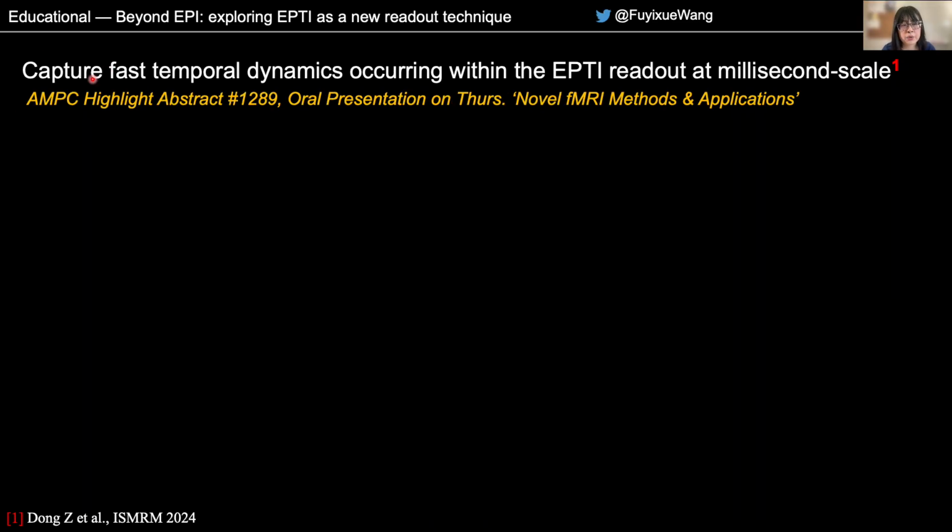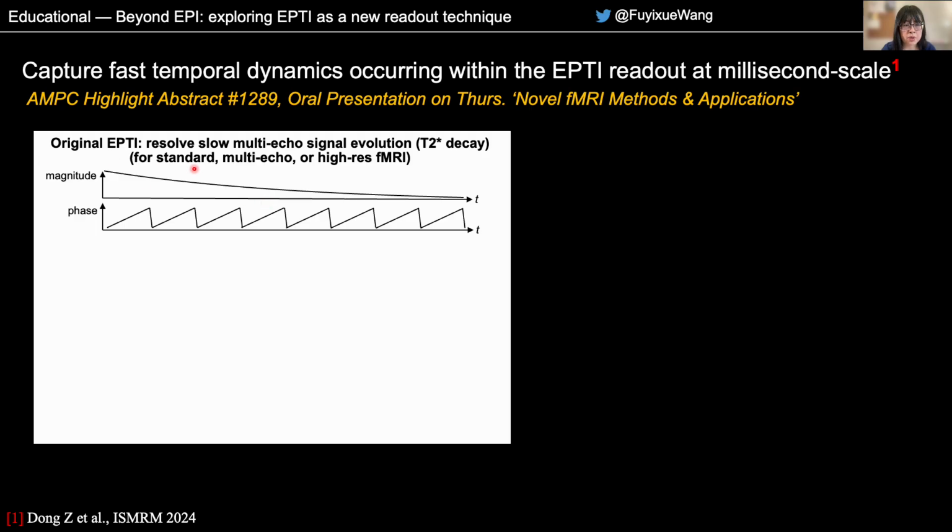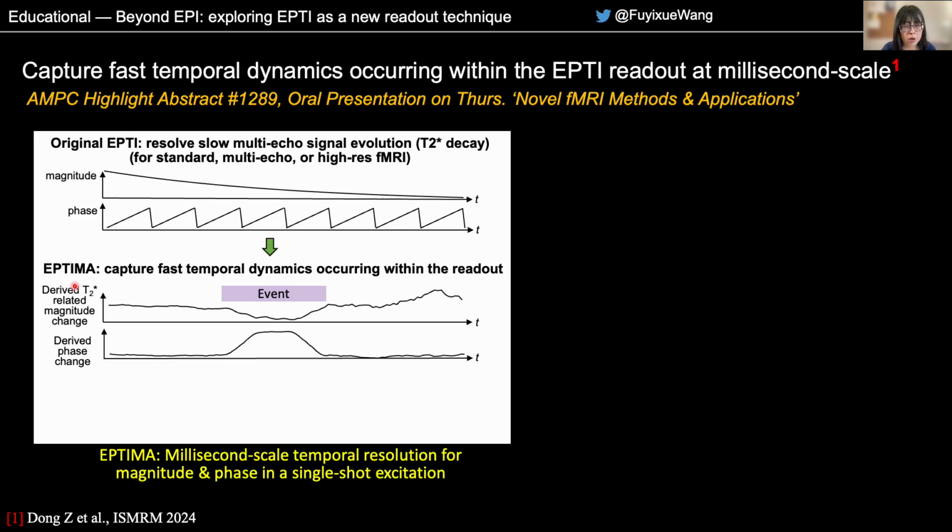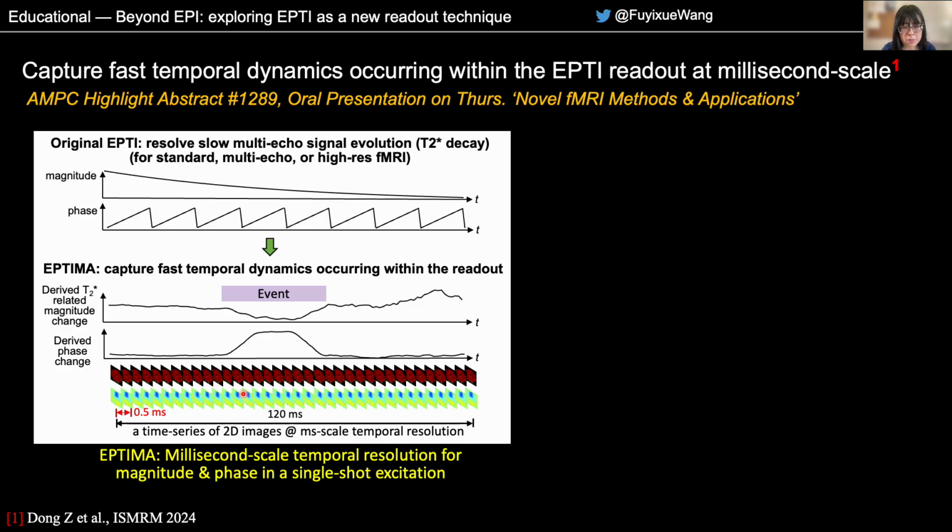And another one is to capture the fast temporal dynamics occurring within the EPTI readout at millisecond scale. For example, the original EPTI resolved the slow multi-echo signal evolution, such as the T2* decay, that can be used for the standard applications as we talked about before. Whereas in this new acquisition, it aims to capture the fast temporal dynamics occurring within the readout. So we can get a time series of 2D images at millisecond scale temporal resolution within a single excitation.